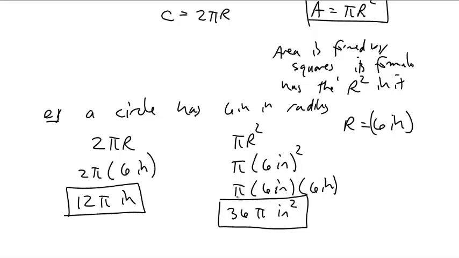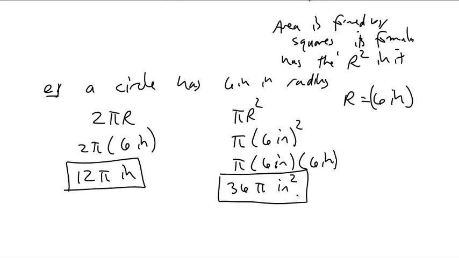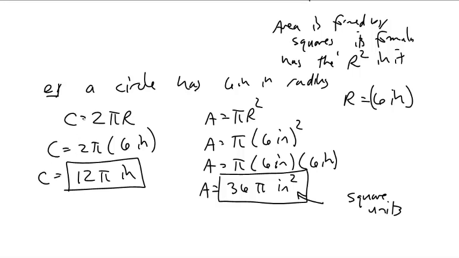Hopefully this convinces you that the formula that has the square units is the area. You don't measure a distance in square inches, you measure an area in square inches. So this must be the area, with the square inches. And so, pi r squared is the area formula. The one that doesn't must be the other one. It's the distance around.